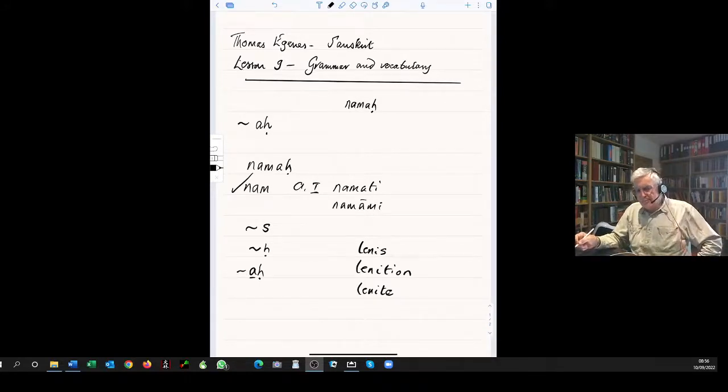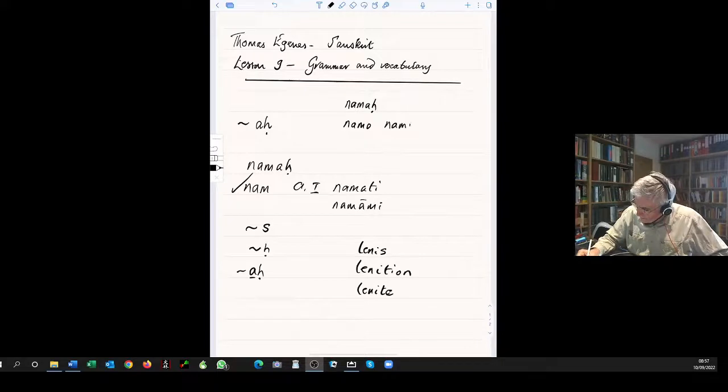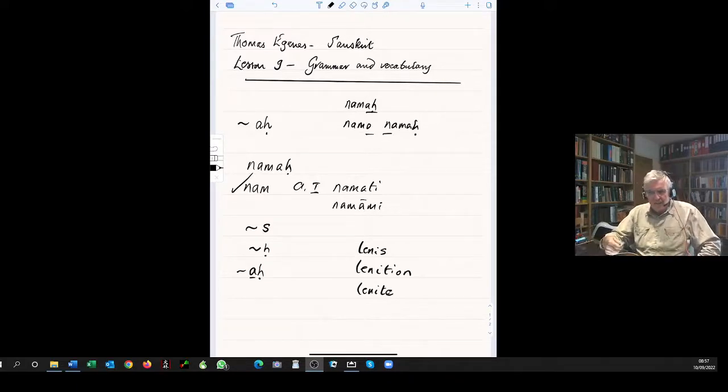Sometimes the word is repeated. You want to say it twice, and you would say without sandhi namah, namaha. But what does it become? It becomes namo namaha, namo namaha. So the ah becomes an o. Namo namaha. Why does the ah become o? Because it's followed by a voiced consonant. And we also, for example, say Namo Buddhaya.